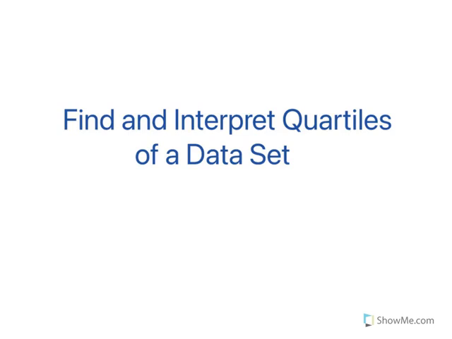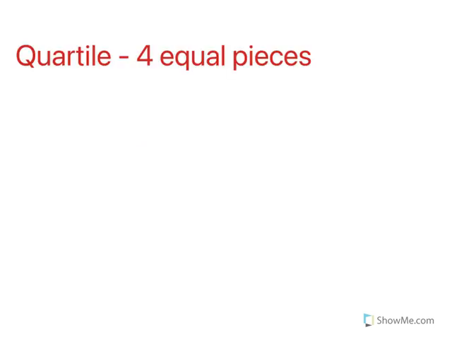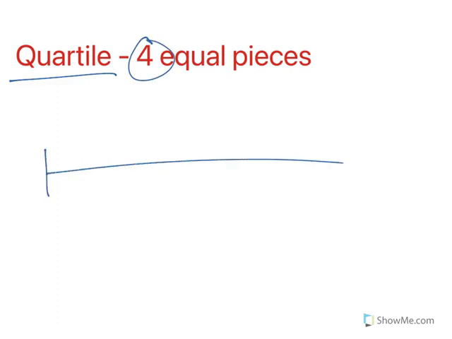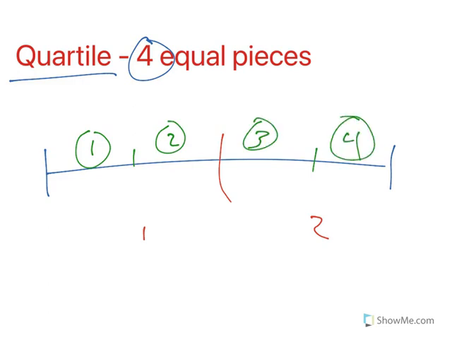Find and interpret quartiles of a data set. So the first thing we really need to focus on is what is a quartile. A quartile just basically means quart or quarter, which we know is 4 equal pieces. So we're going to take a data set and chop it in half, because that makes 2 equal pieces. And then if we chop those in half, now we have 4 equal pieces.